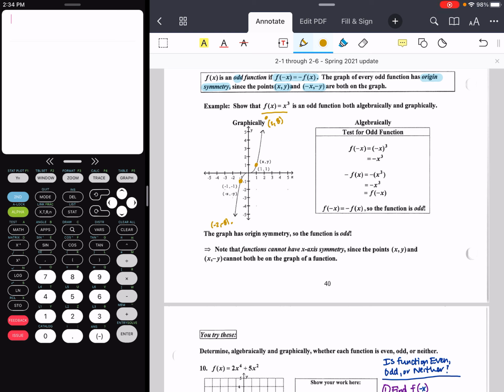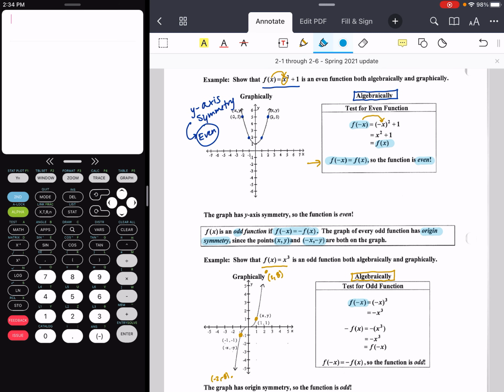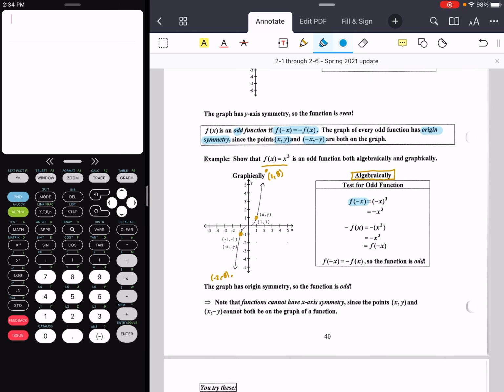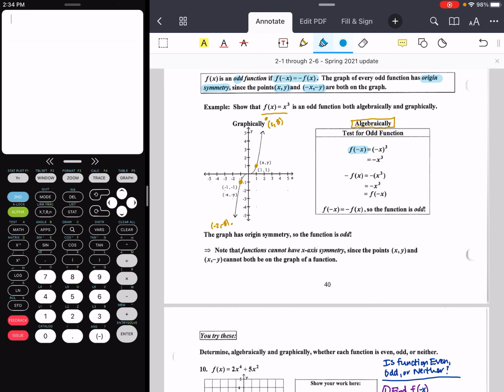All right, but primarily what I'm going to ask you guys to do is show me algebraically that you've got an odd function. The first step is you find f of negative x. And that's going to be the first step for all of these. We always start by finding f of negative x, right? We did it for our even function. We did it for our odd function. You start by finding f of negative x, you simplify it, and you see what you're looking at.